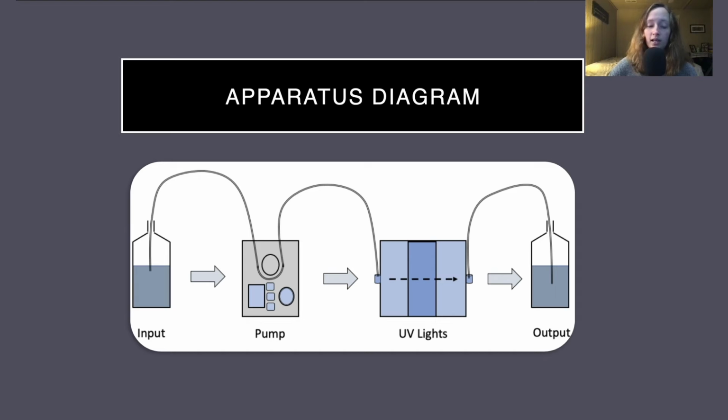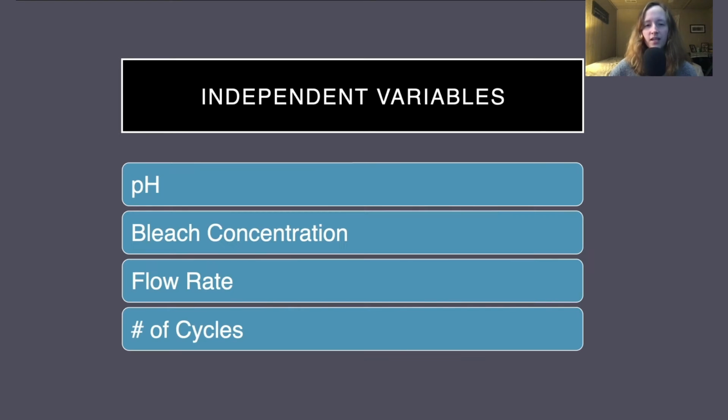So on the left, I have my input beaker, so I put in the water, the bleach, and the contaminants, and pump it through the UV lights into the output beaker. It's a pretty simple setup. The variables that I chose to look at were pH, bleach concentration, flow rate, and the number of cycles.